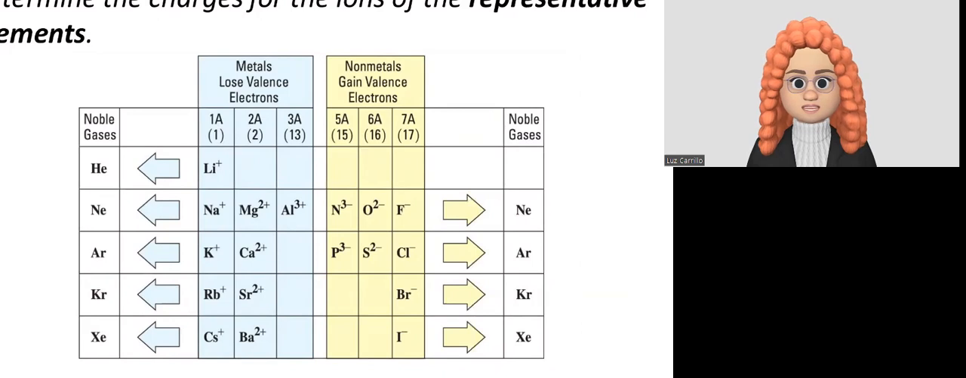We can see on the yellow side, on the right side of that figure, that it also has the information for when nonmetals gain valence electrons. So we can observe overall that the nitride ion will look like neon. The oxide ion will look like neon. The fluoride ion will look like neon, and so on and so forth.